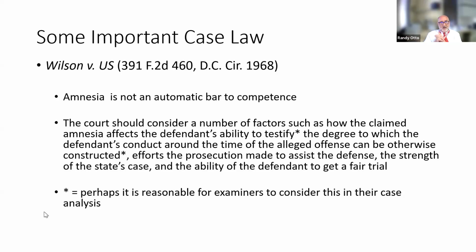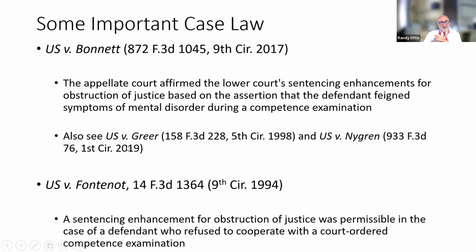Let's go to the next slide. A couple other cases here that are interesting. U.S. versus Bonnet and some other related similar cases that I cite for you. Both are federal cases. The appellate court affirmed the lower court's sentencing enhancements for obstruction of justice based on the assertion that the defendant feigned symptoms of mental disorder during a competence examination.